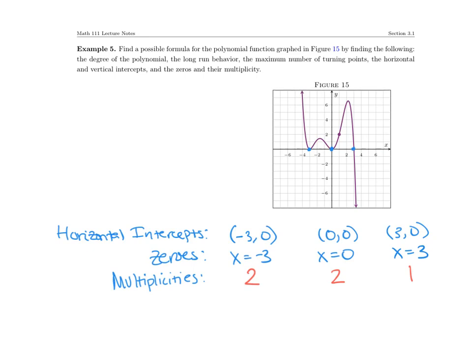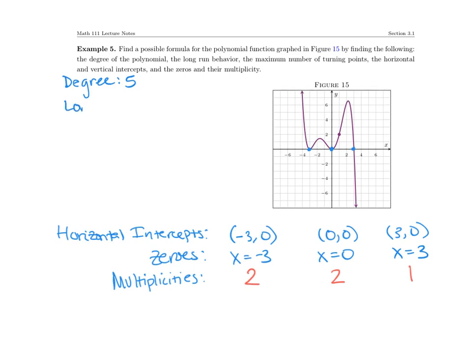So things are getting slightly more exciting. But now if we remember, we can take our multiplicities, add those together, and that's going to give us our degree. So in this case, the degree is going to be 5. Even though we only have 3 zeros, or 3 horizontal intercepts, we still have a degree of 5.